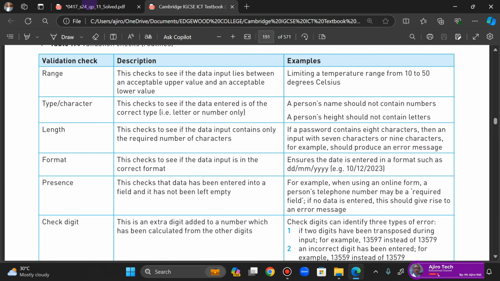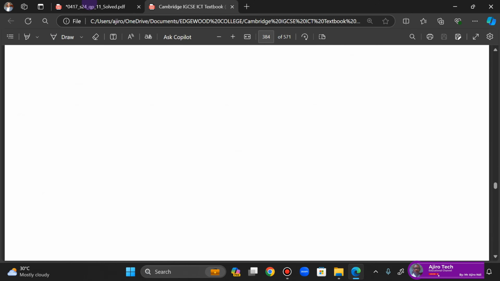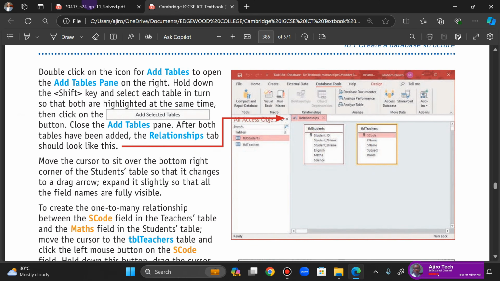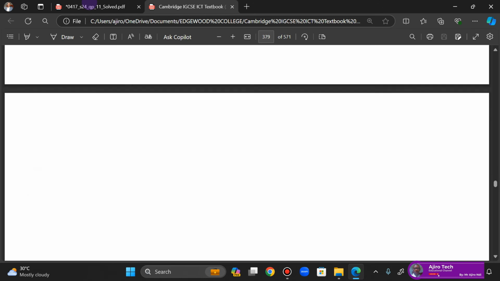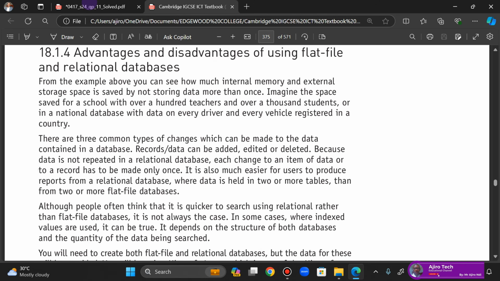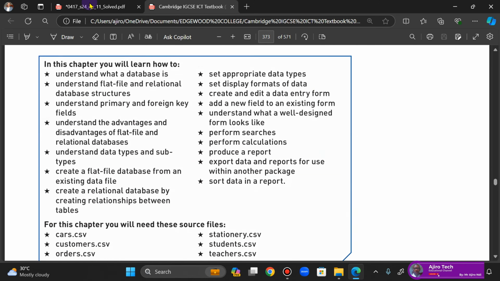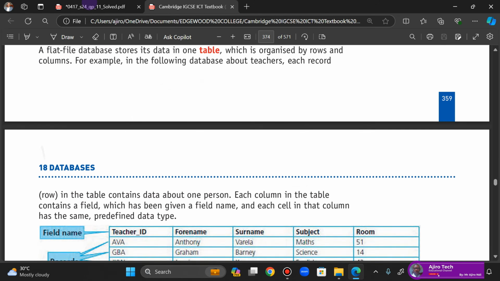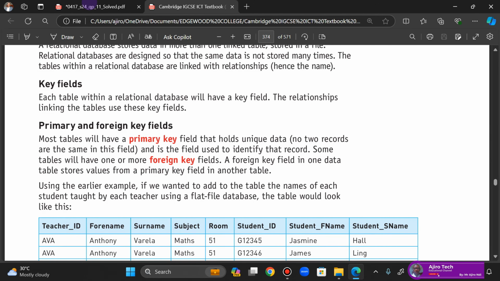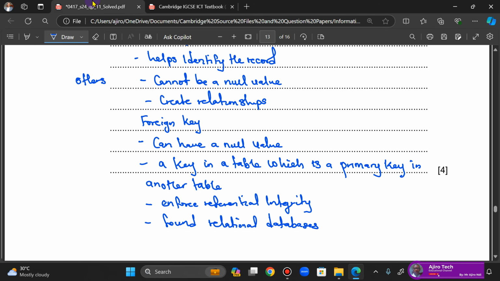Okay, let me show you quickly what I'm talking about. Chapter 18. Yes. See, that is why it is important to read from chapter 1 to 21. Okay, so look at it right here. Key fields, primary key and foreign keys. Okay, so this holds unique data and the foreign key in one table that stores value from a primary key in another table. So it's very, very important. Okay.